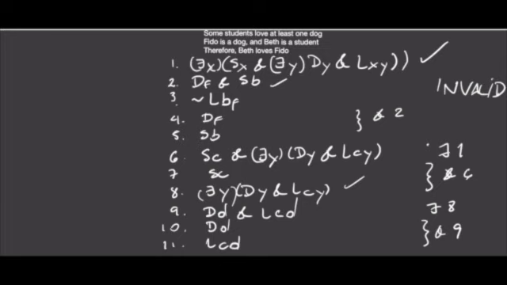Some students love at least one dog. Fido is a dog and Beth is a student, therefore Beth loves Fido. So it might be that even though Fido is a dog and even though Beth is a student, it is another student that loves the dog. Maybe Fido, maybe it's somebody else. And so we can recover a counterexample from this.